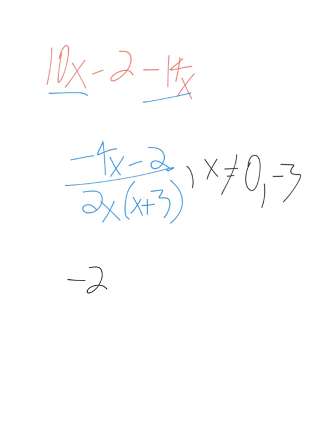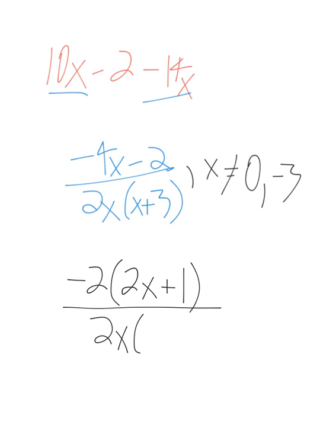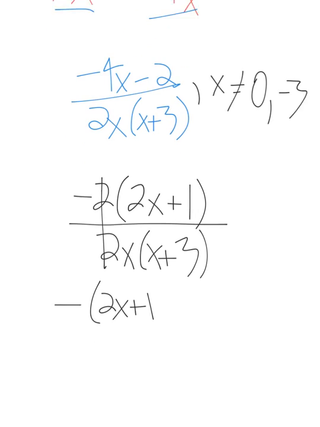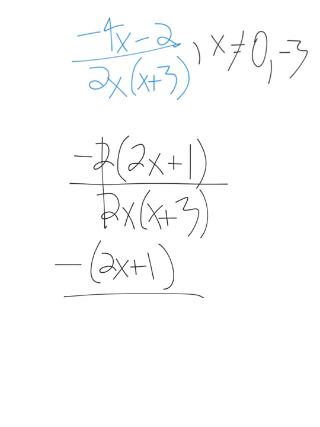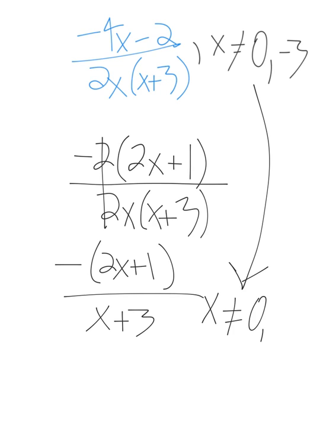So I can factor out a negative 2 on top. So negative 4x divided by negative 2 is positive 2x, and negative 2 divided by negative 2 is positive 1. And so by doing that, I have a 2x on the bottom, right? And so I can eliminate those 2's. And so I just have negative times 2x plus 1 over x plus 3. And then you just have to make sure you say those exact same values. X cannot equal 0 or negative 3.